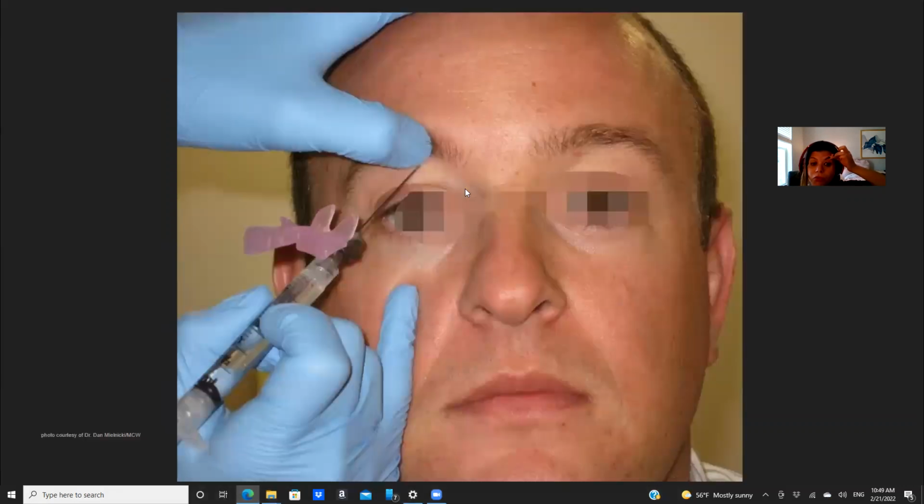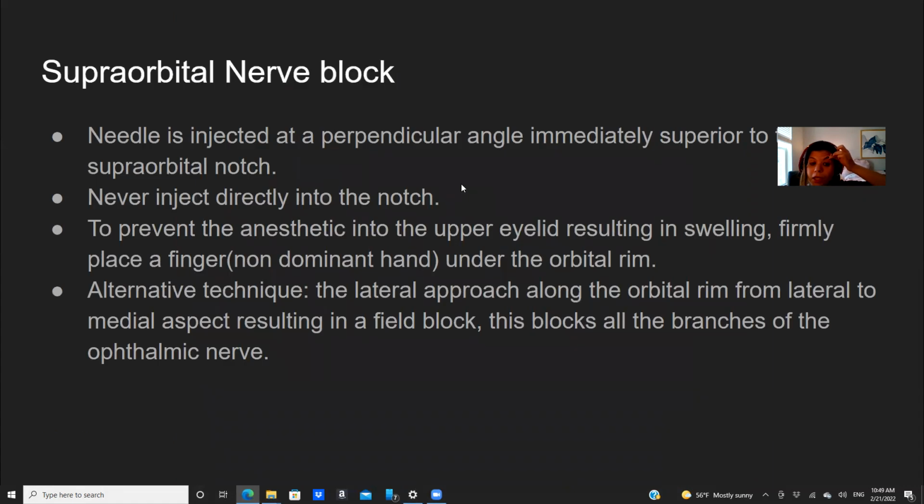So in terms of this nerve block, the technique is that the needle is injected perpendicular at the immediate superior aspect of the notch. So the notch is right here, immediately superior to the notch. You are going to inject perpendicularly. Never inject into the notch itself.